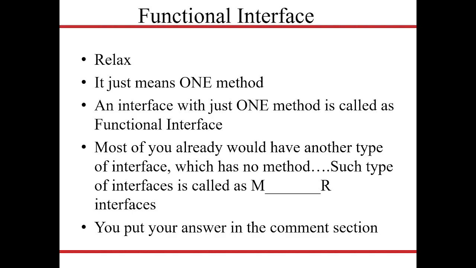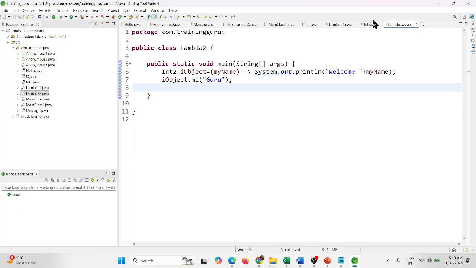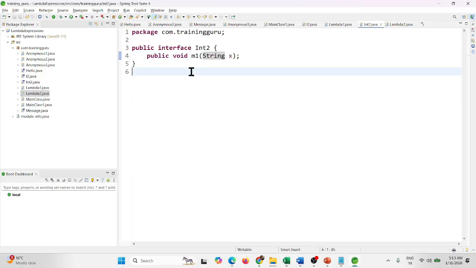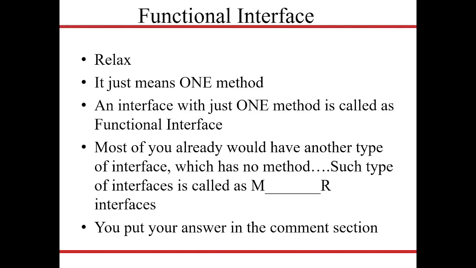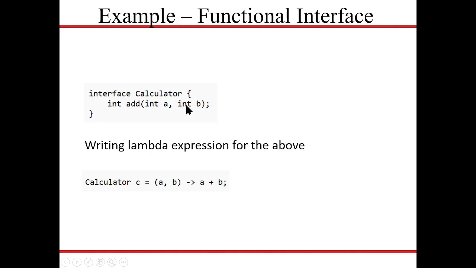That means you already created a functional interface. So whatever you created so far, an interface with one method, is the functional interface. Now let's go to the next one. See, there is another example of a functional interface. The interface name is Calculator, but it has only one method. So this is also called a functional interface.